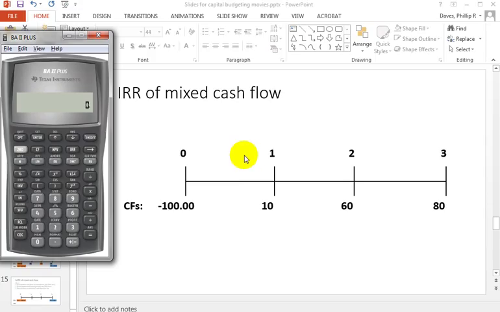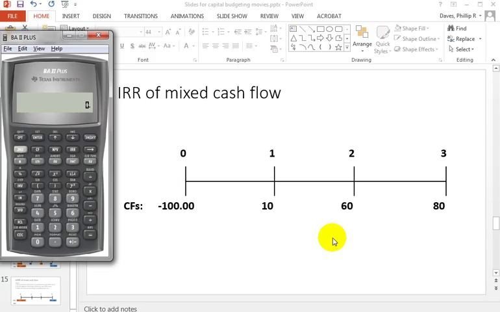All right, here we're going to use the BA2 Plus to calculate the rate or the yield on a series of mixed cash flows. All right, so what we have here is an odd little investment. You're going to spend $100 and get 10 and 60 and then 80, and the question is, what is the yield to maturity, or what is the rate of return, internal rate of return associated with this series of cash flows?